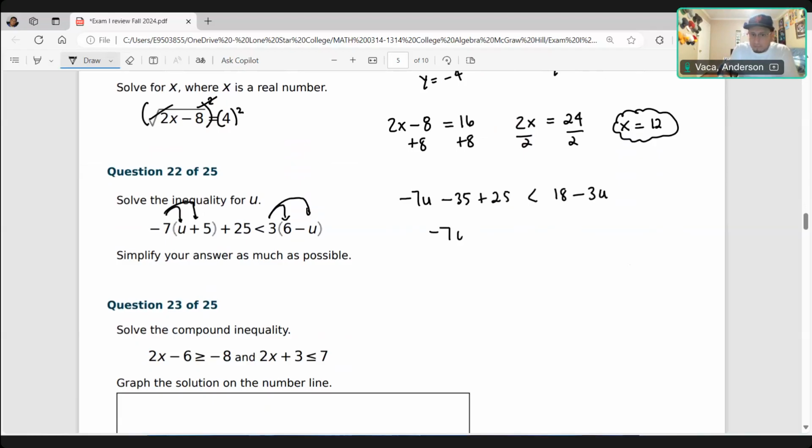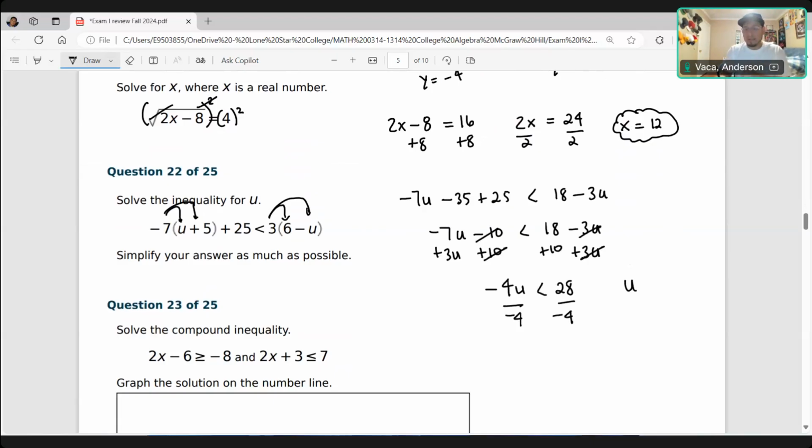If you've been listening to me, you will remember that I recommend that variables be on the left side. So I am adding 3u. Numbers on the right side, so let's add 10. That cancels that. That cancels that. We get negative 4u is less than 28. Divide by negative 4. And if you've been listening to me, when we divide by a negative, or also multiply, we flip the inequality symbol.